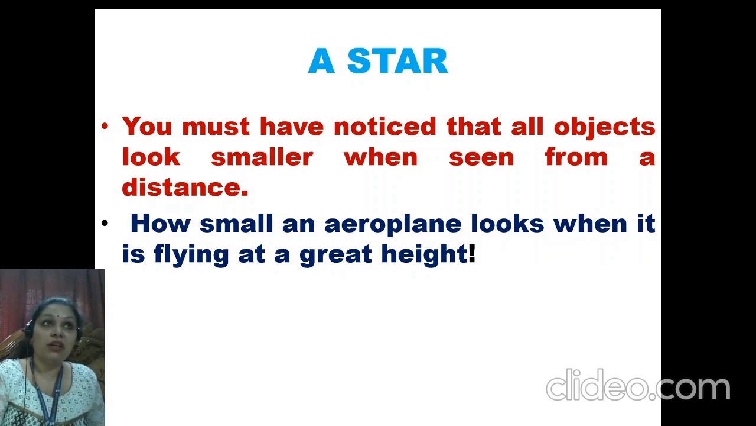So when we see an aeroplane flying in the sky from the earth, how does it look? It looks very small. But when it comes down to the earth and we are near the aeroplane, we see how big it is. Just like this, the stars are also very far away from us, and that is why they are visible in a very small size to us.